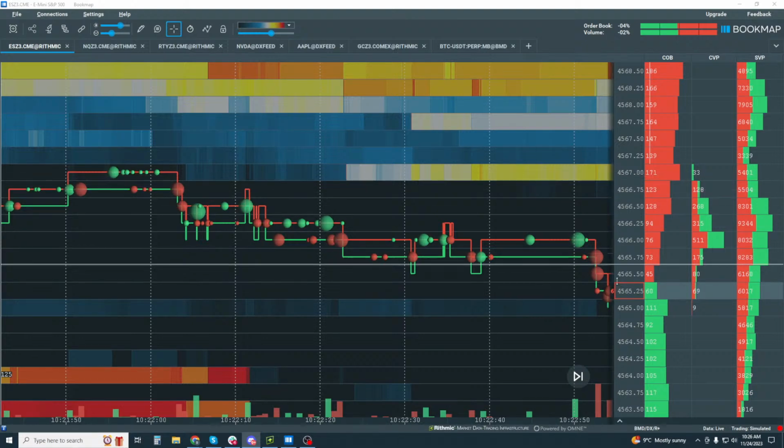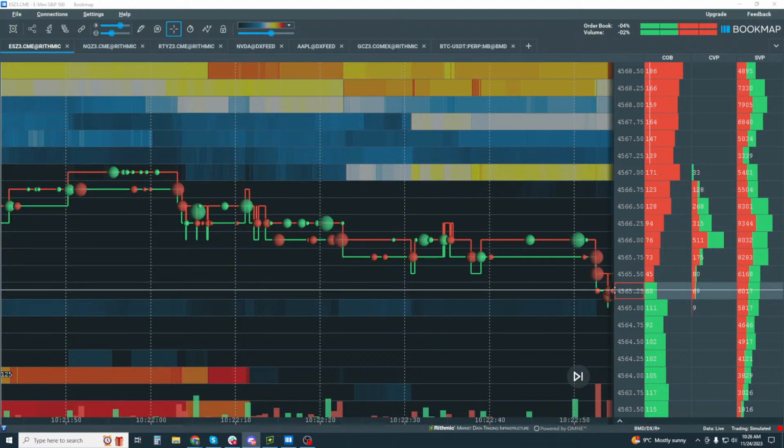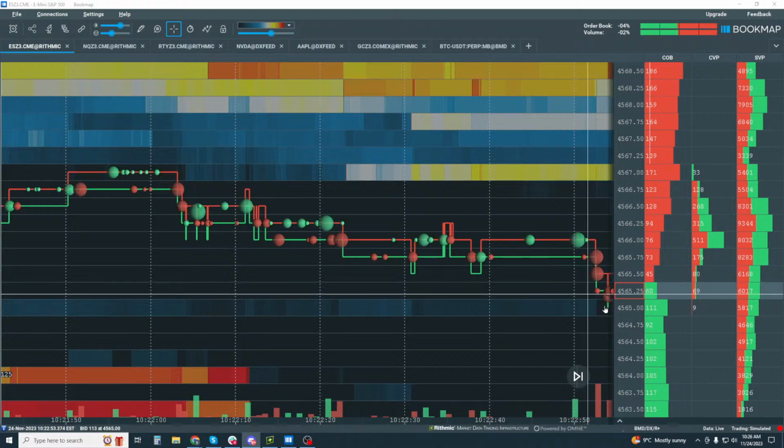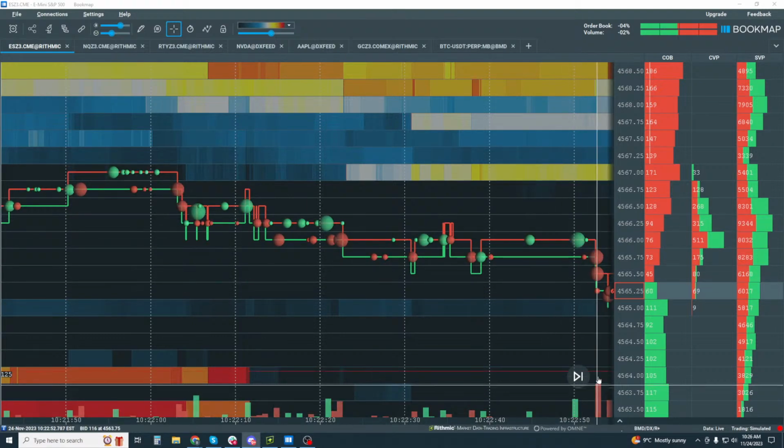So that's how markets work. That's how the auction process works. Okay, now these markets, like I said, are amazing.